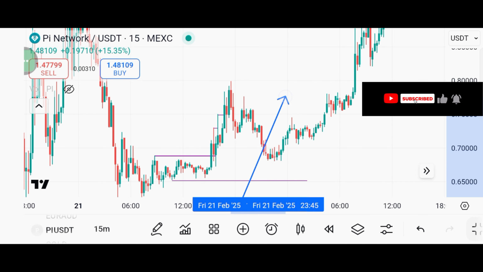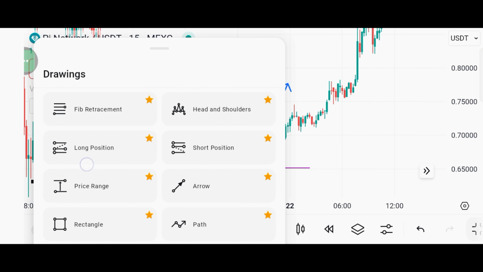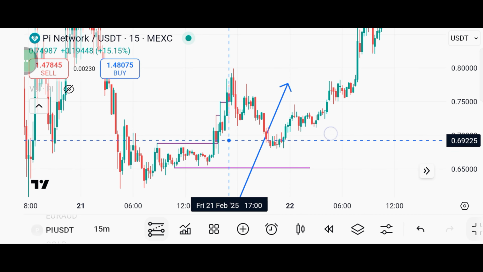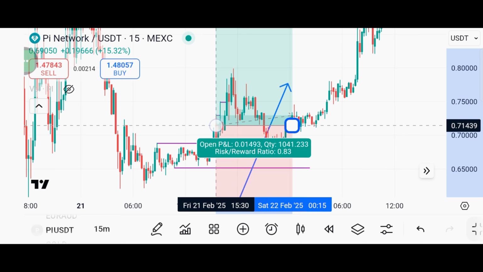So I actually entered the trade. I entered the trade from this level here. It's my position. So I entered the trade from this level, after that shift in market structure, and I saw this impulsive move.